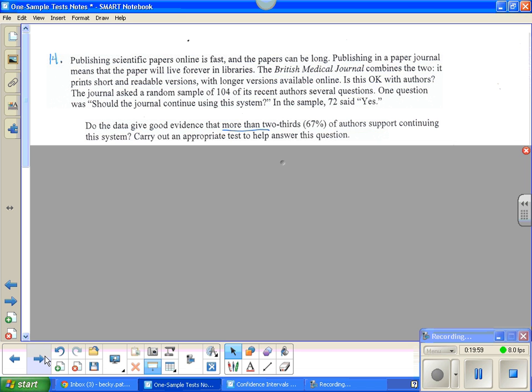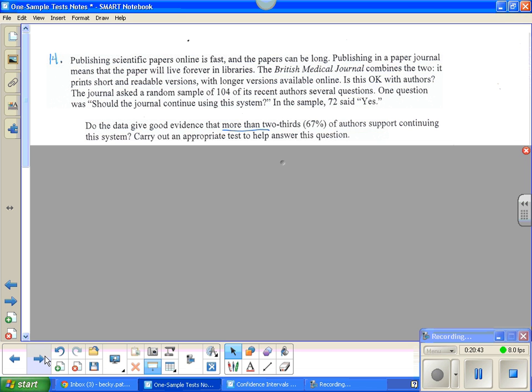Publishing scientific papers online is fast, and the papers can be long. Publishing in a paper journal means that the paper will live in libraries forever. The British Medical Journal combines the two. It prints short and readable versions with longer versions available online. Is this okay with authors? The journal asked a random sample of 104 of its recent authors several questions. One question was, should the journal continue using this system? In the sample, 72 said yes. Does the data give good evidence that more than 2/3 of authors support continuing the system? Carry out an appropriate test to help answer this question.